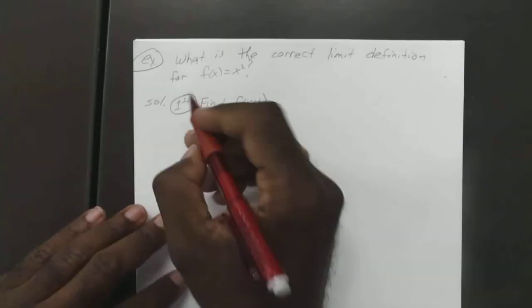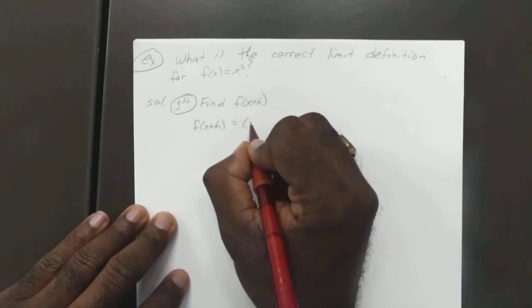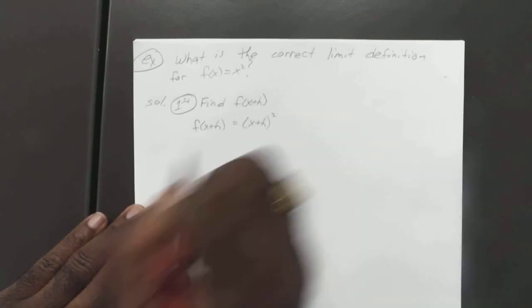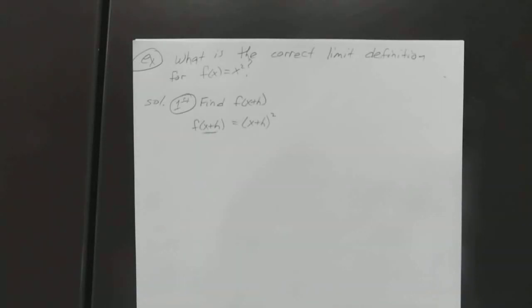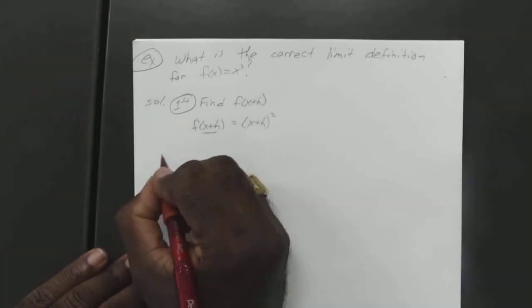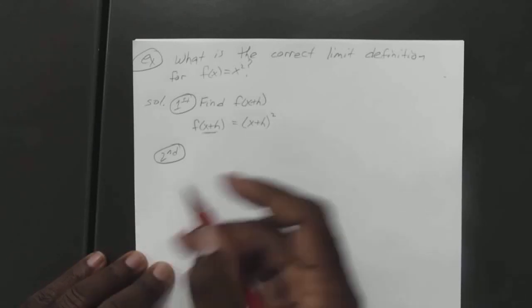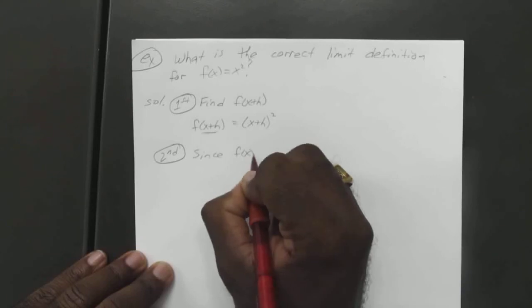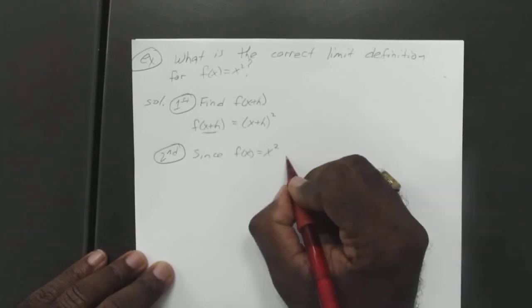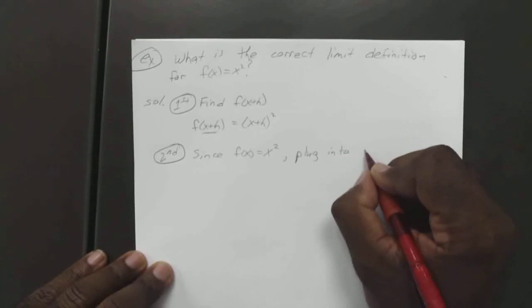Okay, so we know that f of x plus h is just equal to x plus h squared. Now all you're doing is replacing every x with that x plus h. Now we know f of x is equal to x squared, and we just plug into our formula.